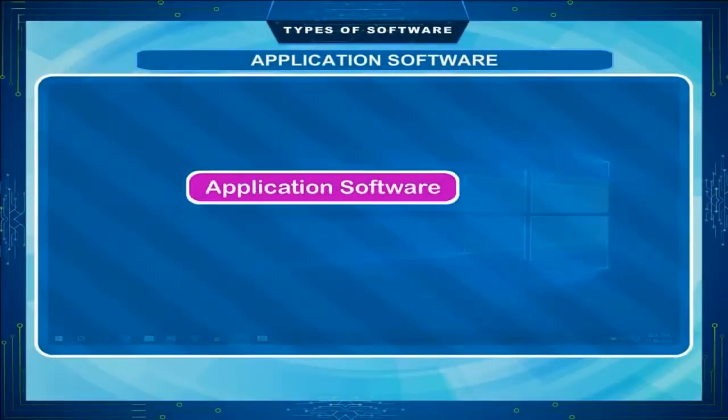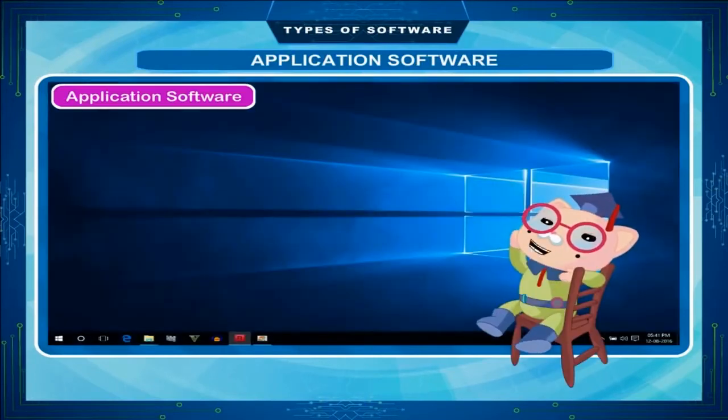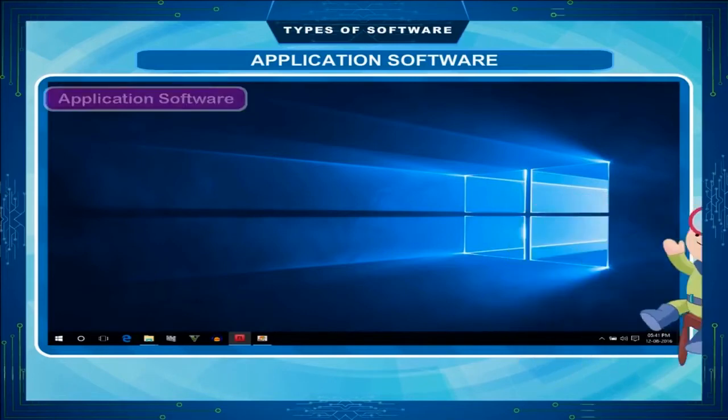Application software. The software that is designed to do a specific job and helps the user as a tool for easy operations is called application software. There are different types of application software available in the market.